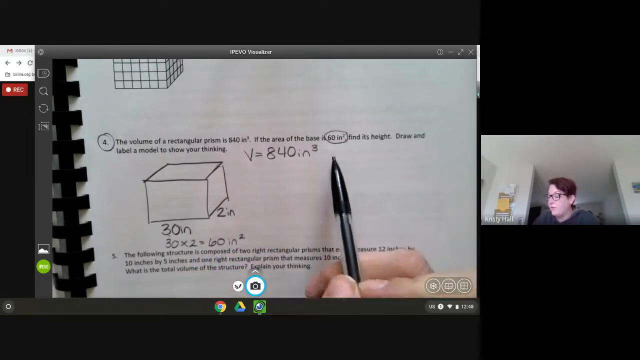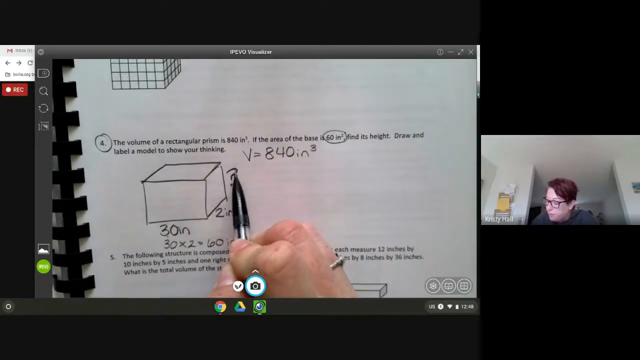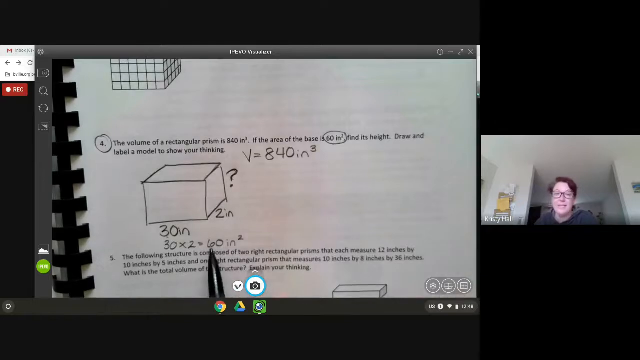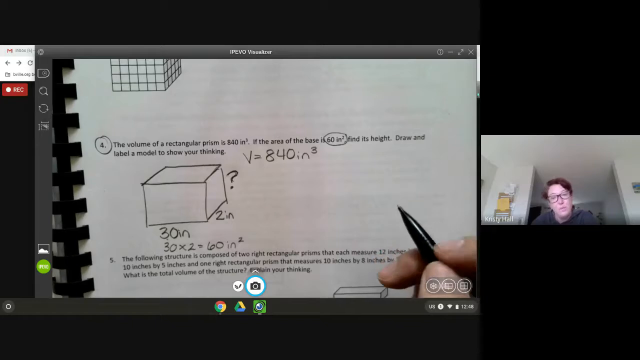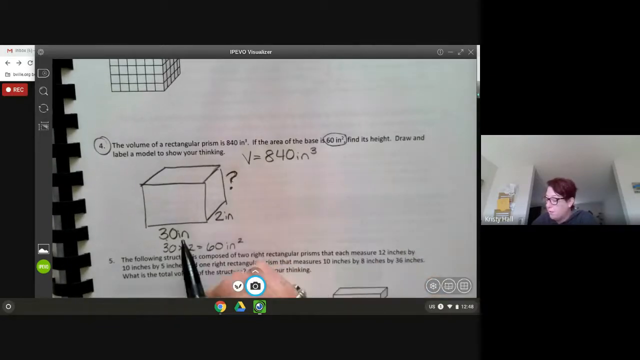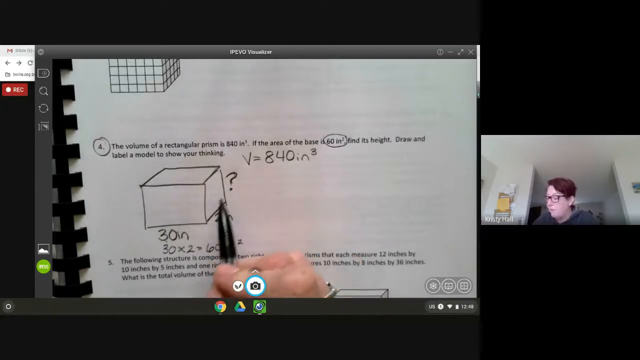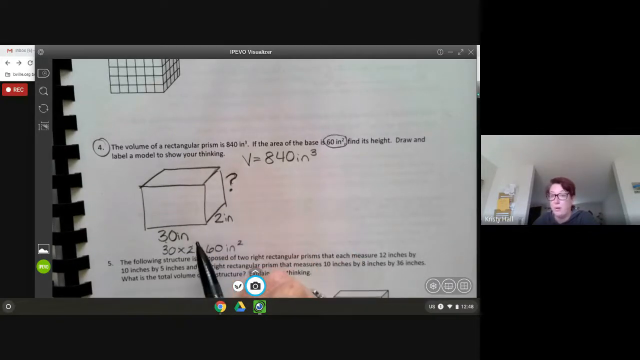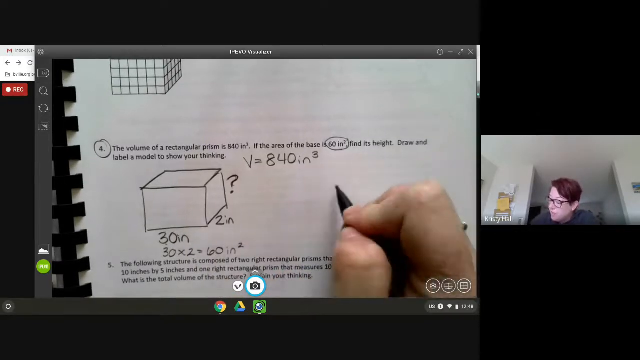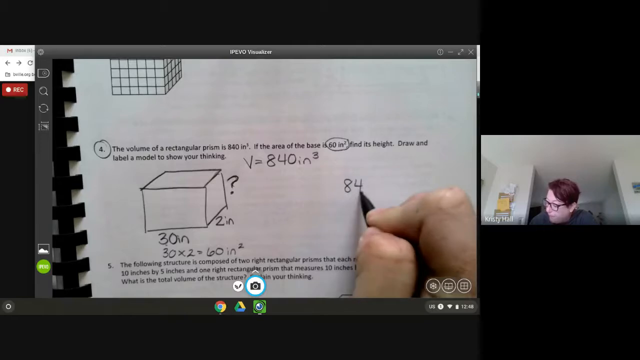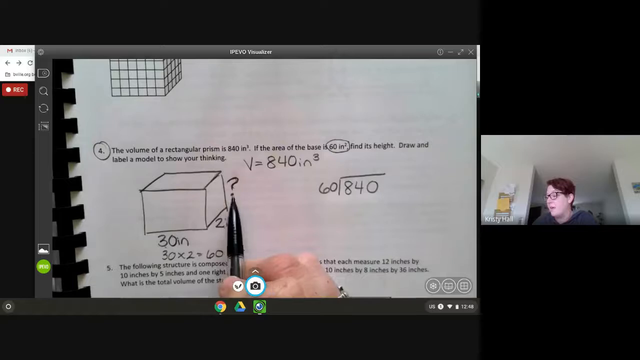So now I have to find the height. So I'm looking for a number that I would multiply times 60 to get 840 cubic inches. So I have to work backwards here. So normally I would multiply length times width times height to get the volume, but I don't know the height. So I need to work backwards, which means I'm going to use the opposite operation. So I'm going to be dividing 840 divided by 60, and this will give me the height.